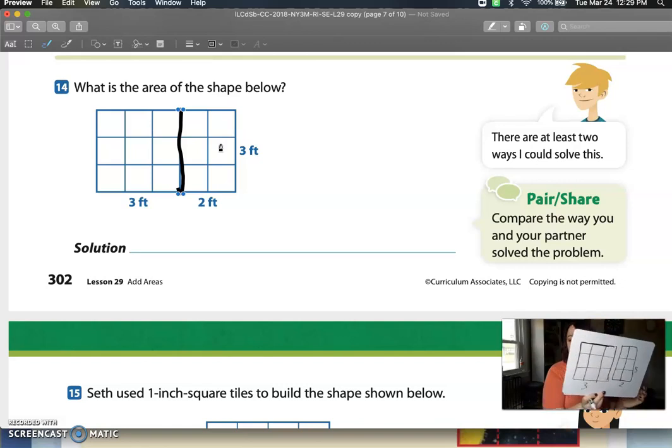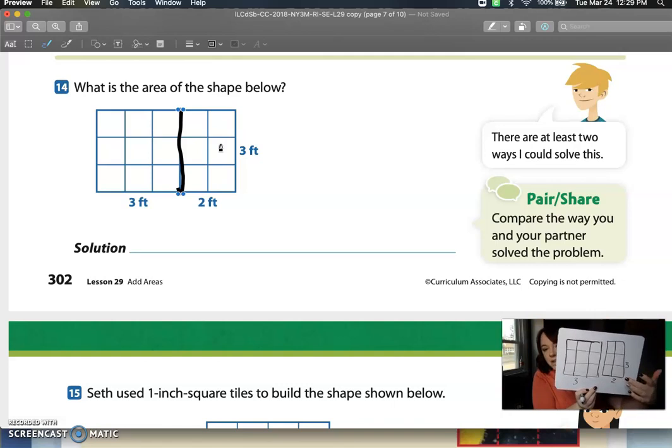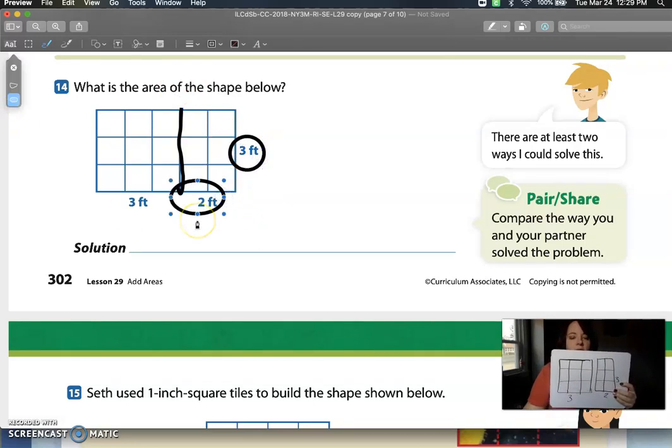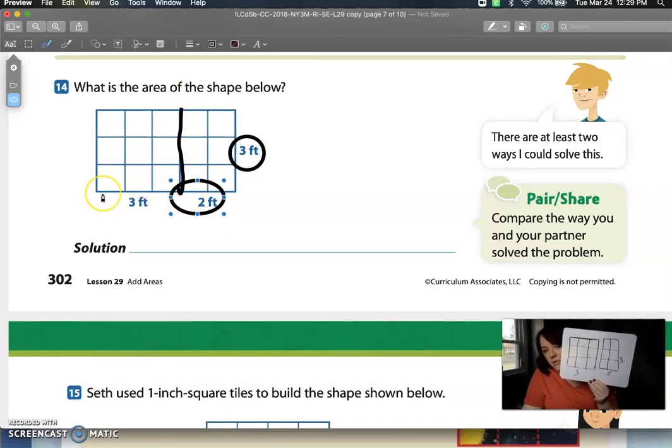Okay, so I have it on my whiteboard. Now we need to look at this. So I did, right here, I broke it apart, 2 and 3. We see that on our paper, 3 and 2, okay? Now I separated it because they drew a line here. Now they did 3 over here, just like I did, right here.